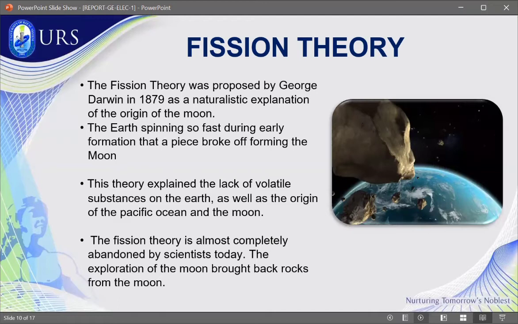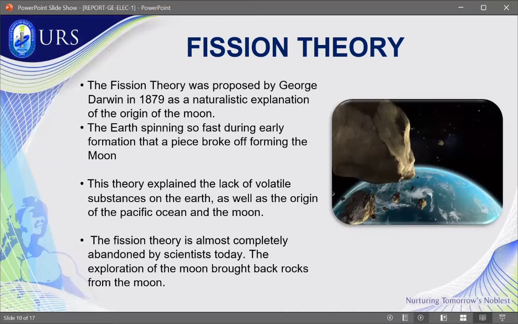So what is the fission theory? The theory says that the moon originated from the Earth. He believed that in the early years, the Earth was rotating so rapidly that some portions of the Earth separated from the Earth itself, and it became the moon. That was George Darwin's belief: because of the Earth's very fast rotation, some portions broke away, and that became the moon.